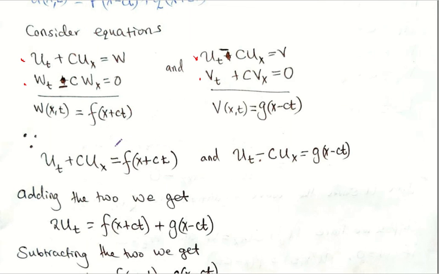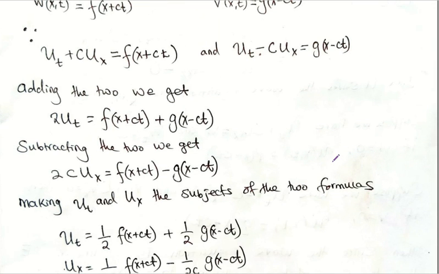Okay, now, if we've obtained w, we can replace it at this particular point to get u of x,t, that is ut plus cux, to be equal to f of x plus ct. And also on this other side, we obtain what v is. We can replace v to get ut minus cux is equal to g of x minus ct.